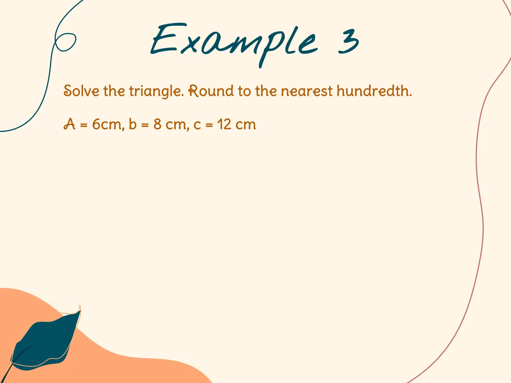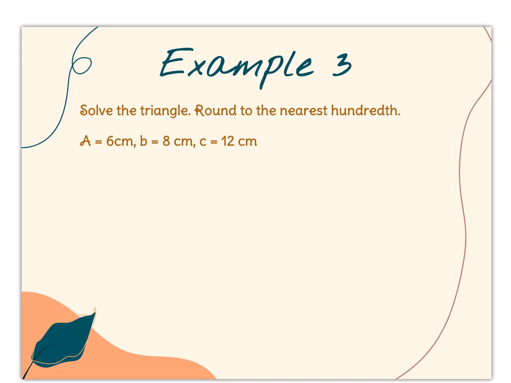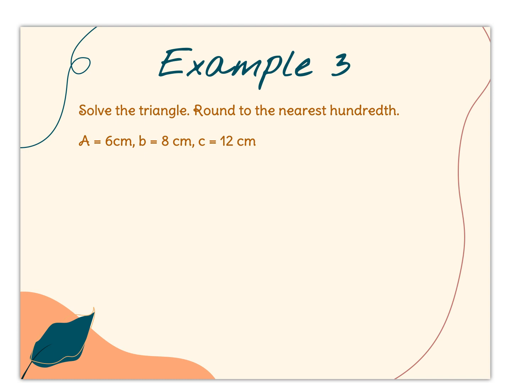So here we're going to work on just a couple more examples. Now this one here has an error in it. If you notice, this says angle A is 6 centimeters, but angles are not centimeters. And so this is really supposed to be little a. Okay, so this is a side scenario. And again, remember, we're going to just draw it out so we have a visual. We have A, B, and C. Little a is 6, little b is 8, and little c is 12.